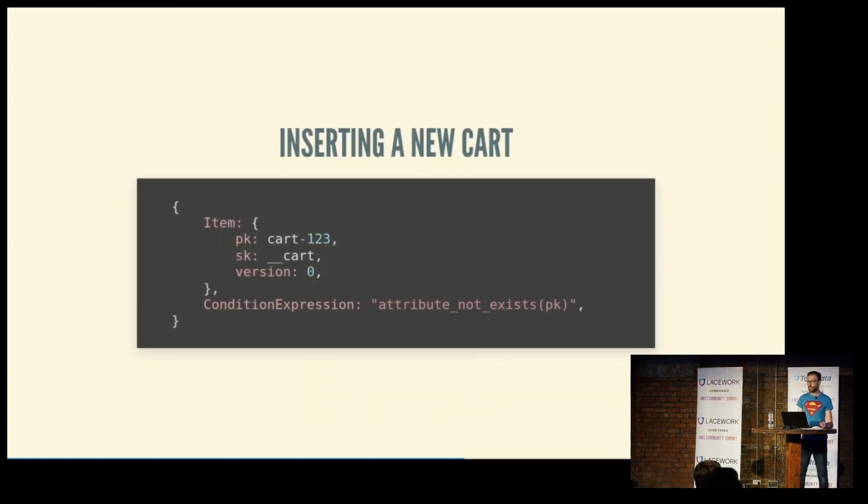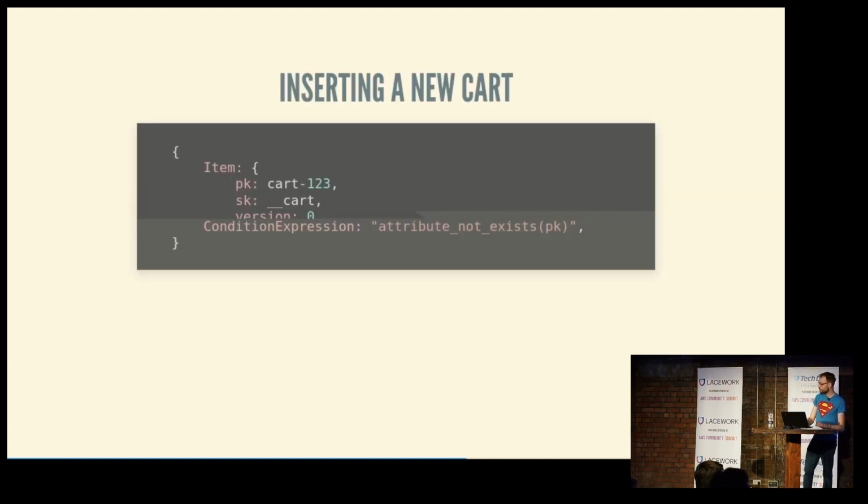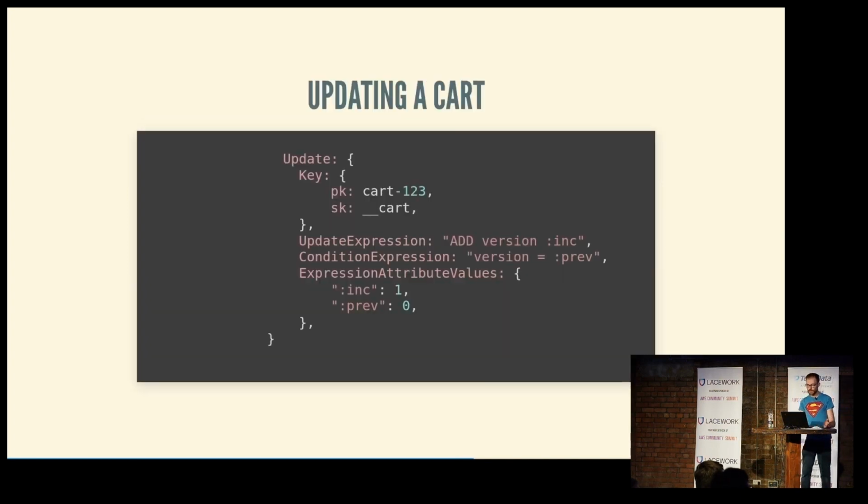So we want to create a new cart. We can use a condition expression to say, insert this cart only if the cart does not exist. Okay, we're going to insert a cart at version 0, but will fail if that partition key, that aggregate, is already in the table. When we want to update our cart, we use an update expression. So this expression, this unwieldy blob of JSON, will add 1 to our version. That's here in the update expression. But it will fail if the version does not equal the value we were expecting, right, this previous value.